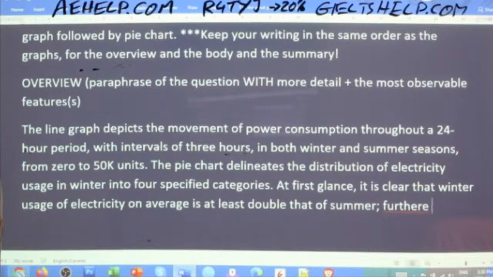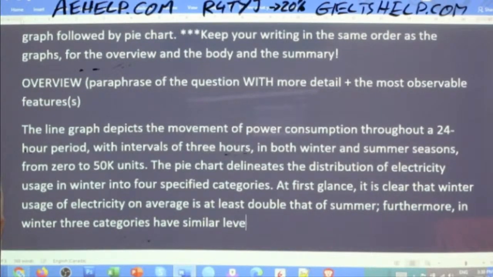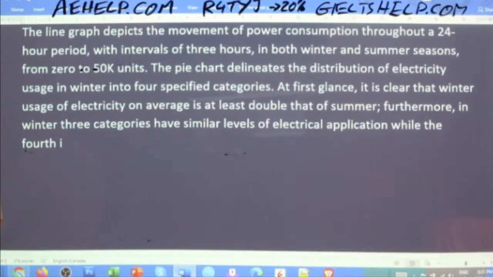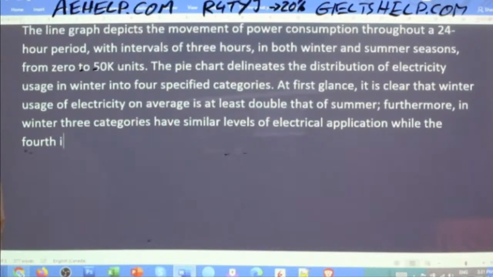Furthermore, in winter, 3 categories have similar levels of electrical application, while the 4th, you can even throw in the word heating, is dominant.